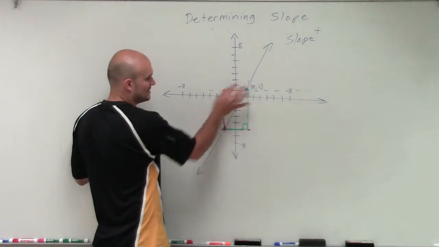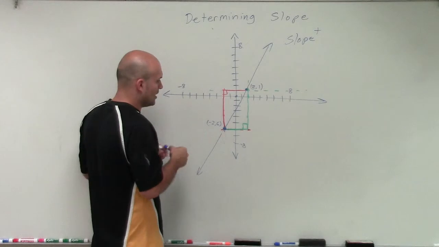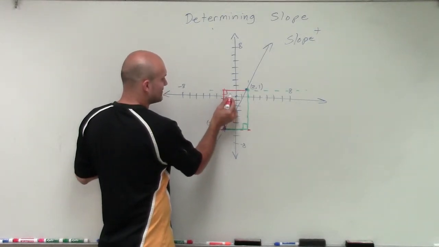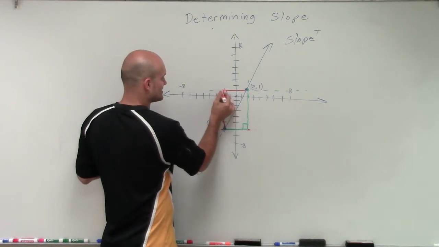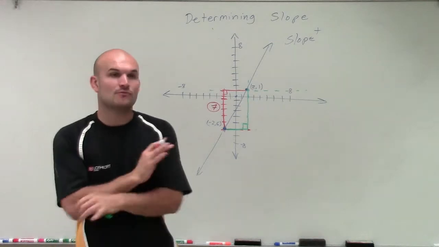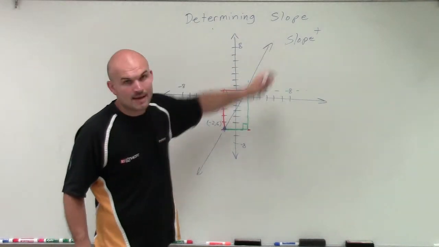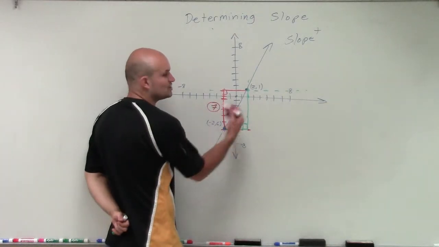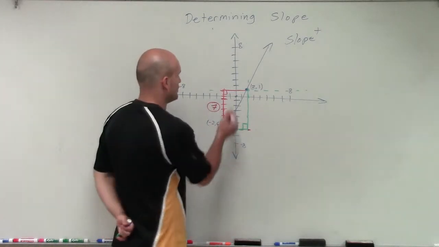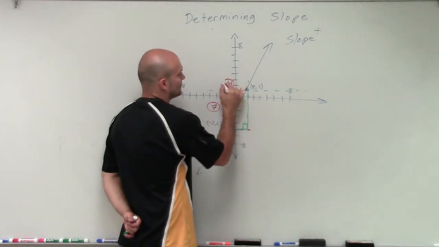So from this point to this point, how far did I go up? What was my change in my y values? Well, I went up how many units? 1, 2, 3, 4, 5, 6, 7. So I did a change of 7 units. We're just going to keep everything positive because then we'll know we're going in that positive direction. Now let's take a look at the change in the x. From left to right, how far did I change horizontally? Well, from this point, it went over 1, 2, 3, 4 units.